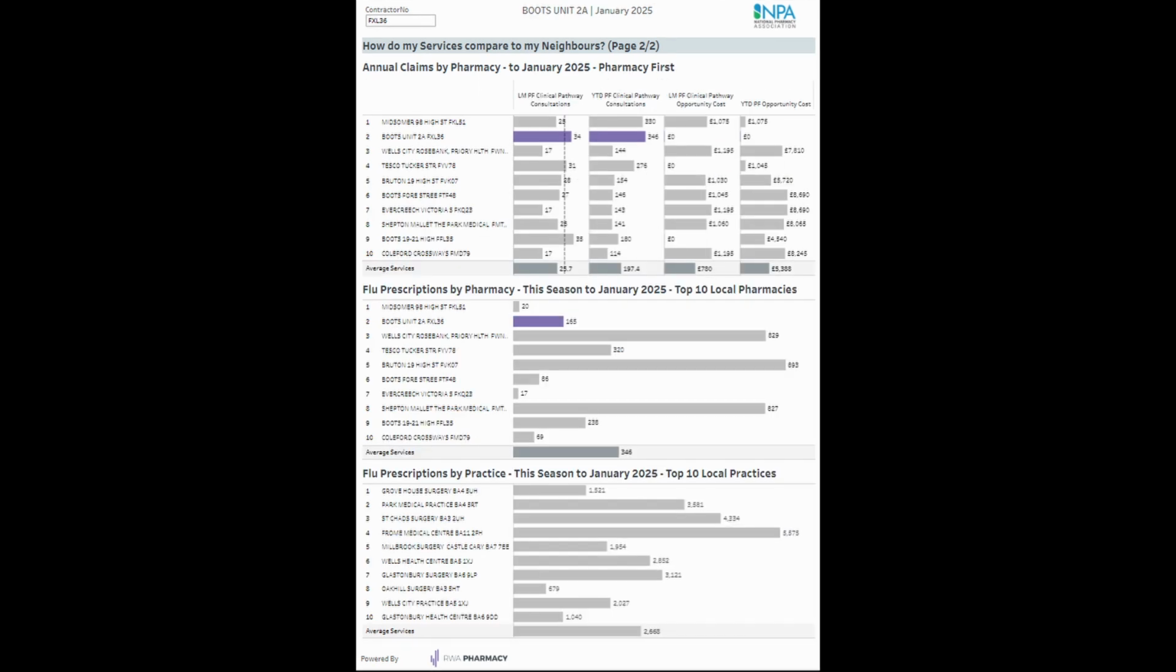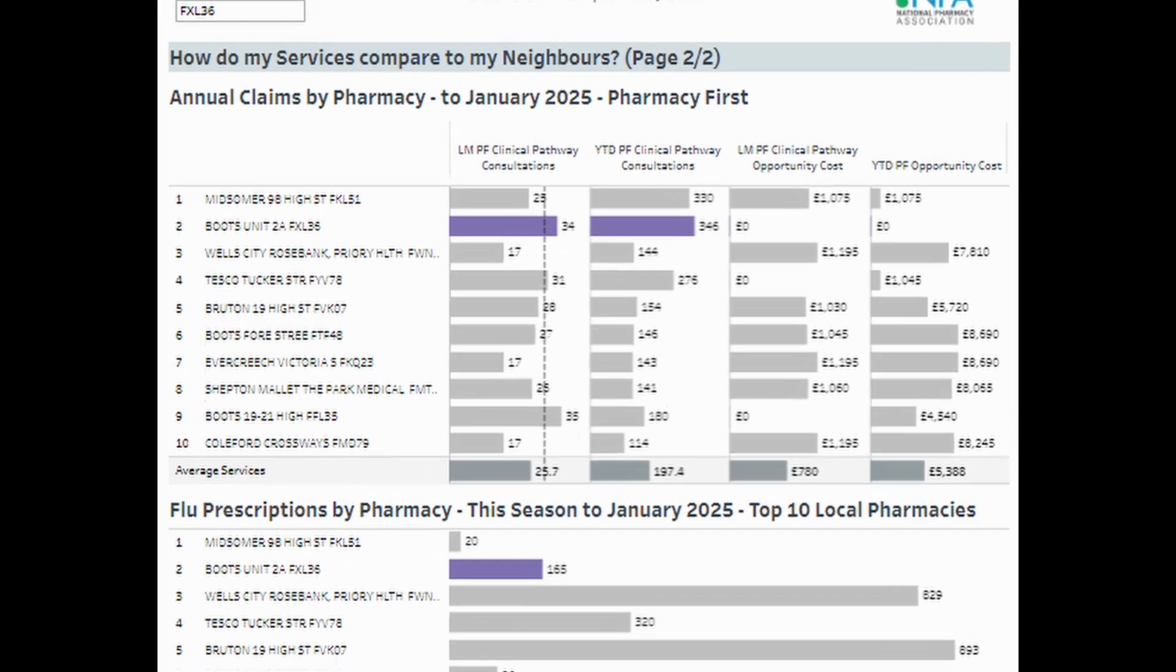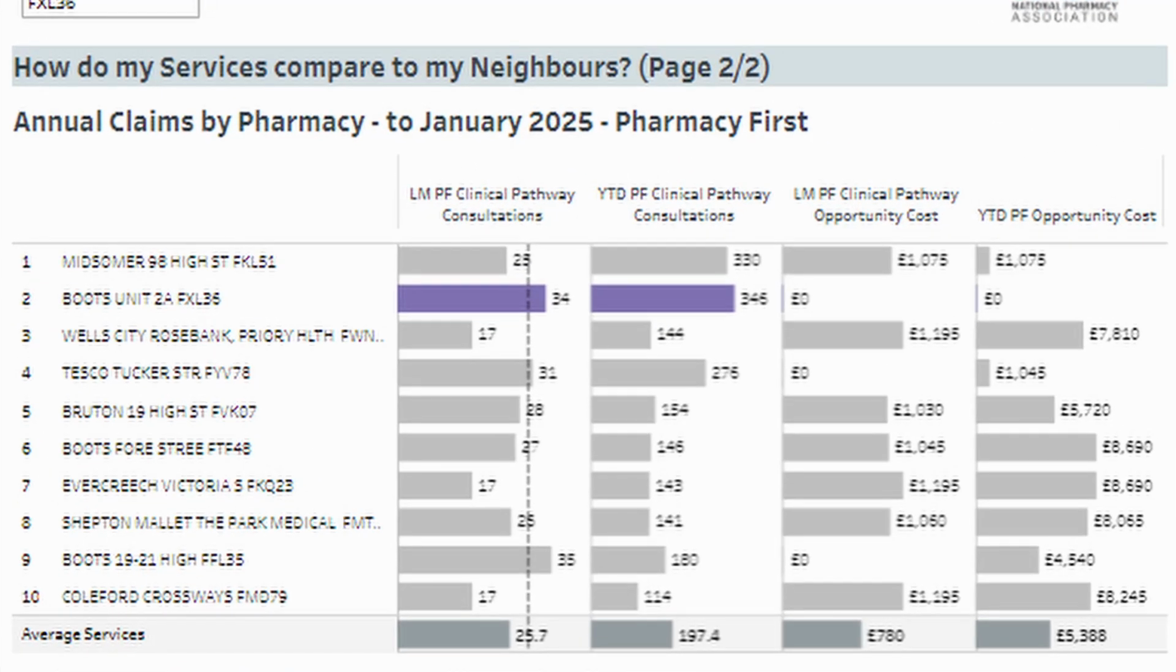This page continues with a service comparison from the previous one, but focuses specifically on Pharmacy First. For each pharmacy listed, you'll see how many clinical pathway claims they've made in each category over the past year. This includes figures for the latest month and year-to-date consultations and the opportunity costs over these same periods.